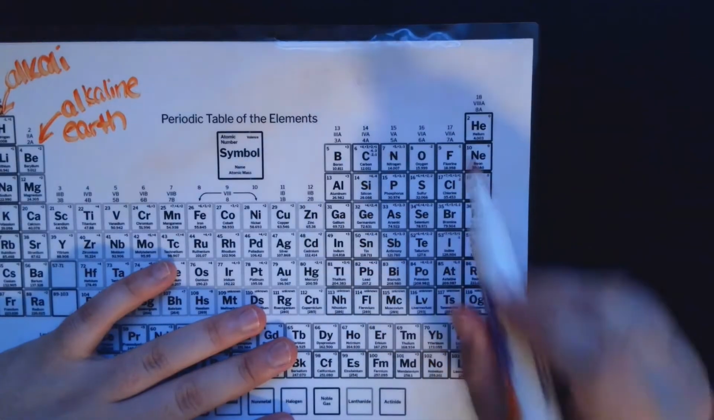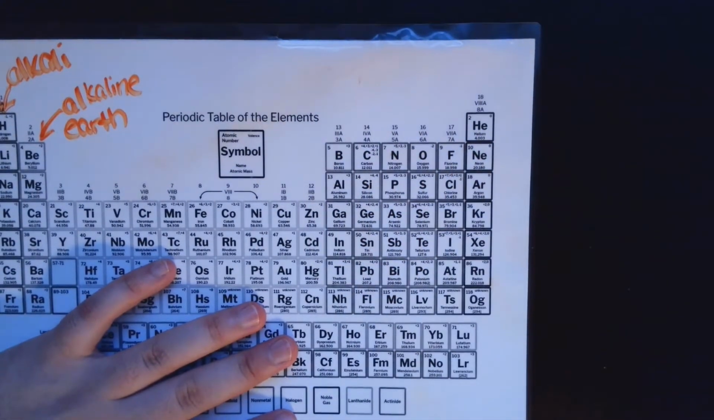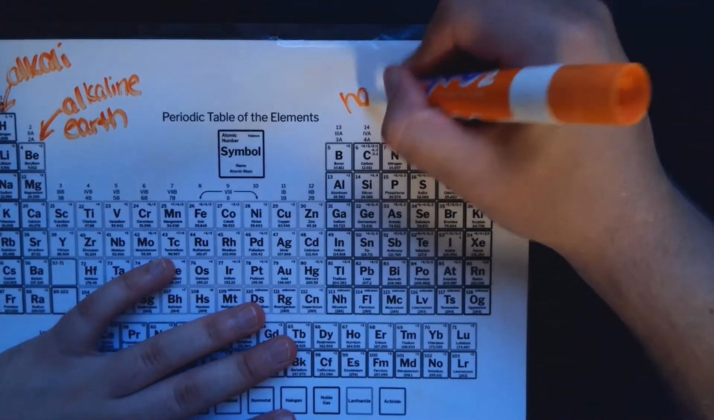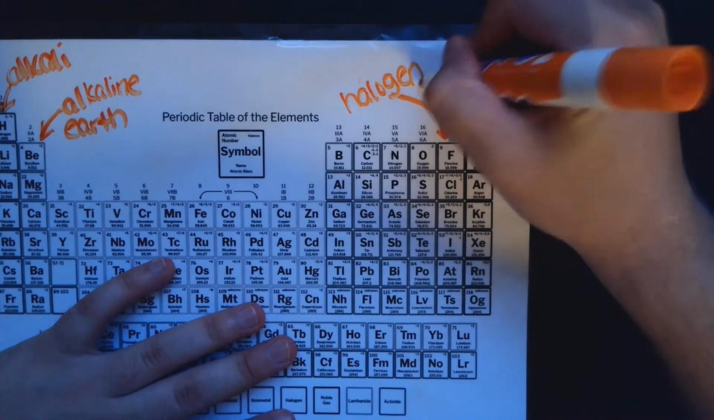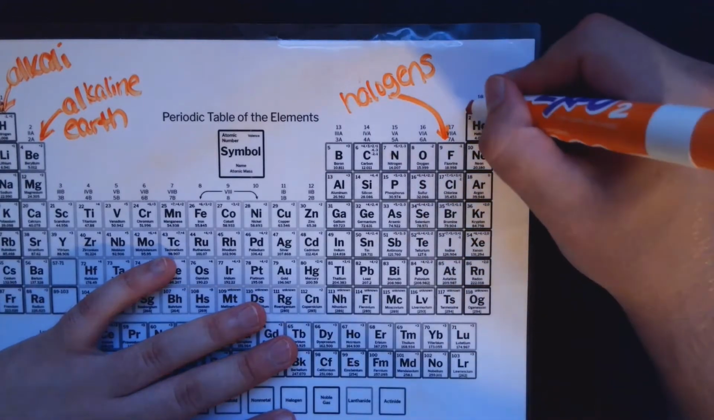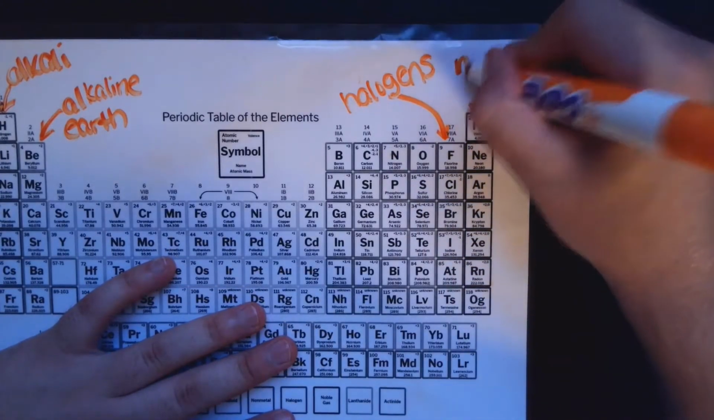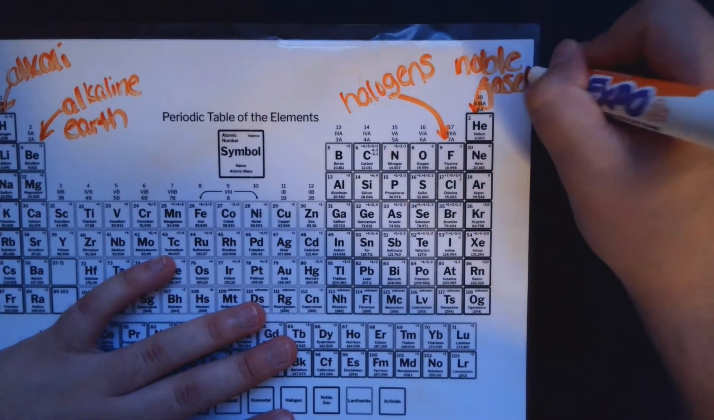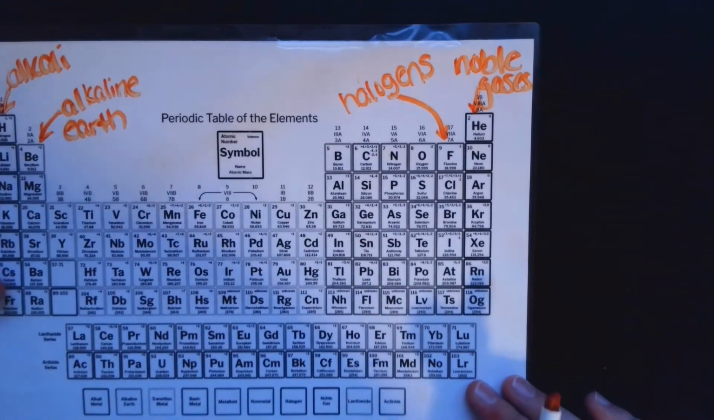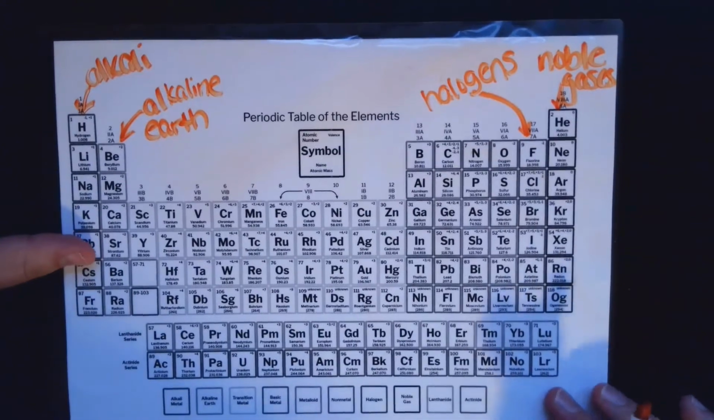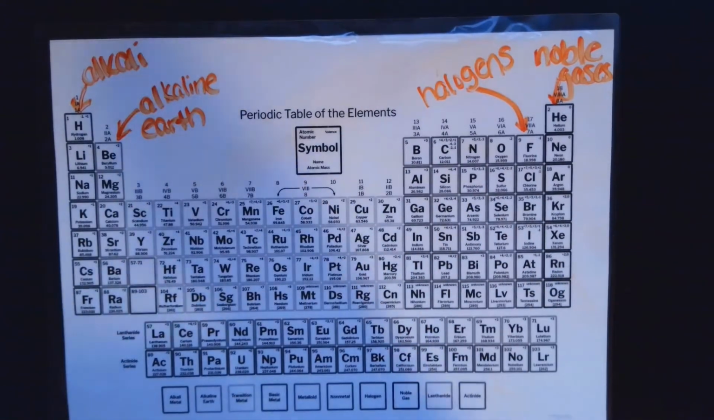Group 17, or 7A, so fluorine and below, these are halogens. And the last group, helium and below, these are noble gases. Those are a couple of group names that I will definitely be referencing throughout the semester. So ideally, try to memorize them; that would definitely be a good idea.